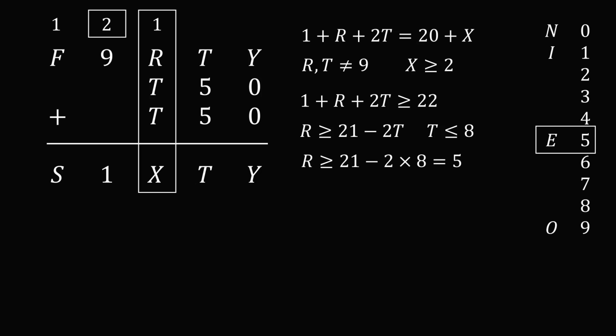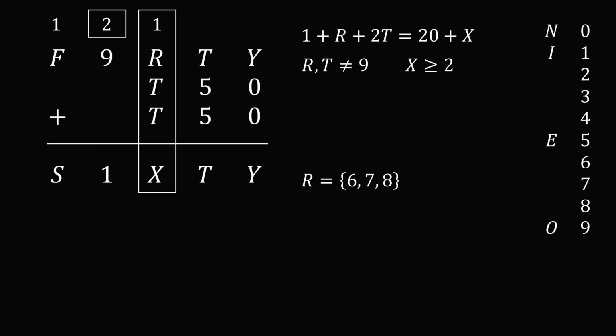But we know that e is already equal to 5, so it has to be that r is greater than 5. So we only have 3 possible values. R must be equal to 6, 7, or 8. But now that we know the 3 possible values for r, we can also deduce something about t.